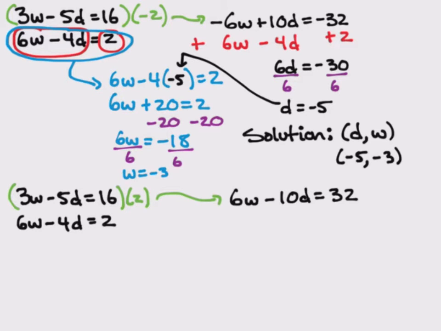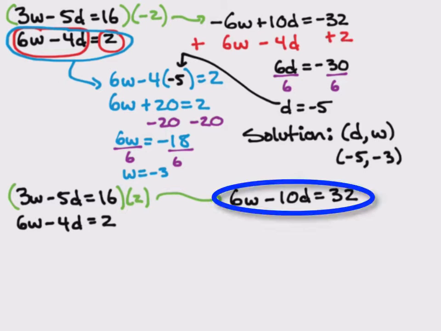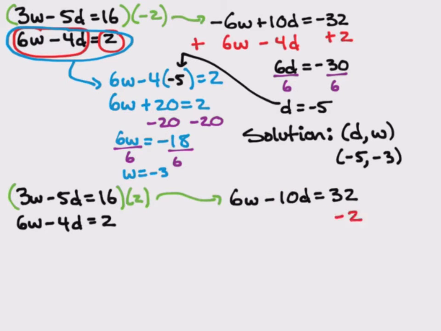And if we did that, we would have a 6w in one equation and a 6w in the other. So adding the two would not yield a 0, but subtracting 6w from 6w would give a 0. So in this case, we'd have to subtract 2 from both sides of the equation. On the right-hand side, of course, we'd actually subtract the number 2. And on the left-hand side, we'd subtract something that's absolutely equal to 2, namely 6w minus 4d.